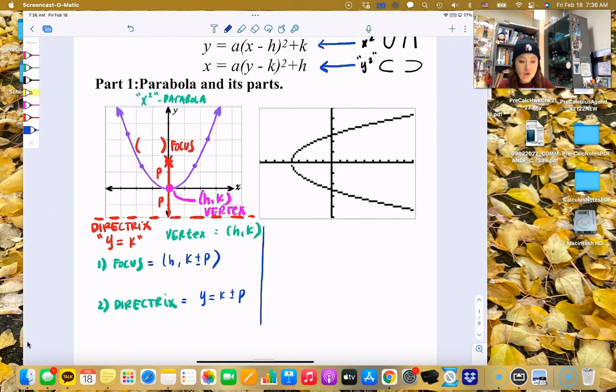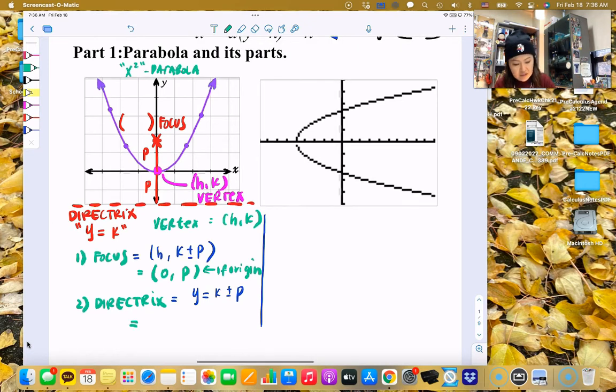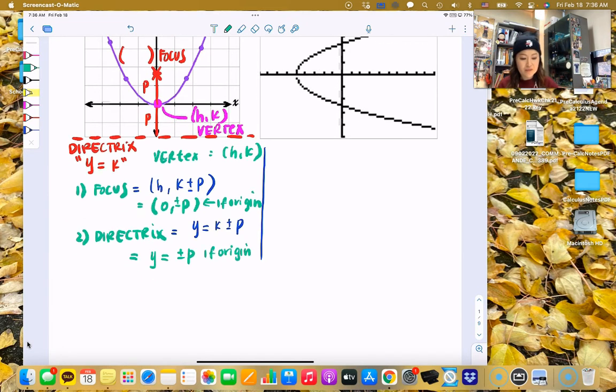Another thing I want to mention: what if the vertex is actually at the origin? Then it's more obvious. If its vertex is at the origin, the focus is going to be 0 and then just p. If origin, the p amount. And it's the same with the directrix: if origin, y is equal to plus or minus p. I'm going to put plus or minus p here too, because it really depends on whether it's going up or going down. Here's what I mean: your parabola could look like this, or your parabola could look like this.